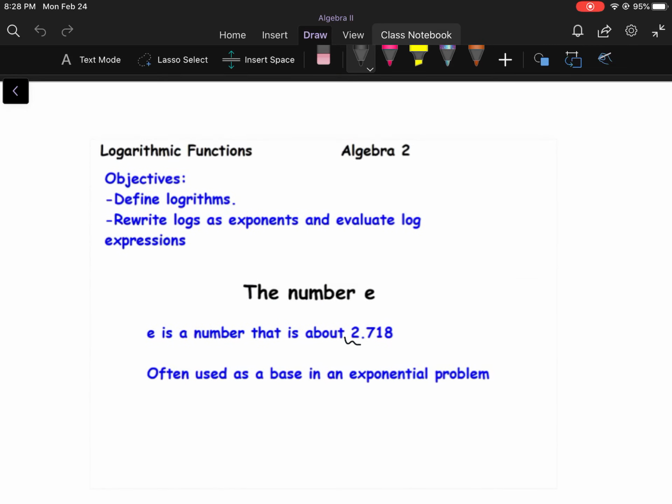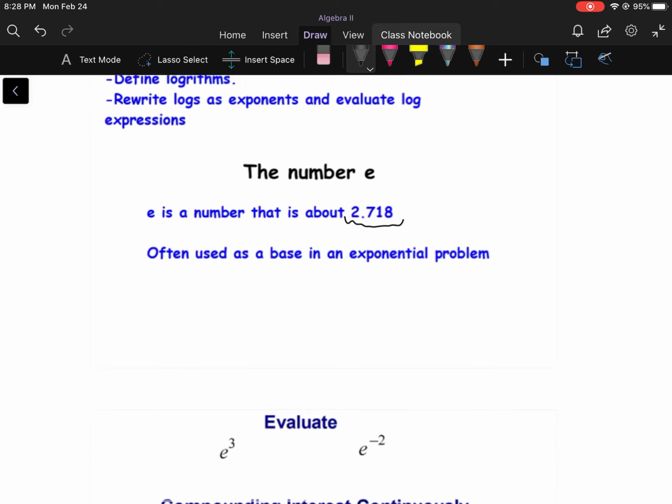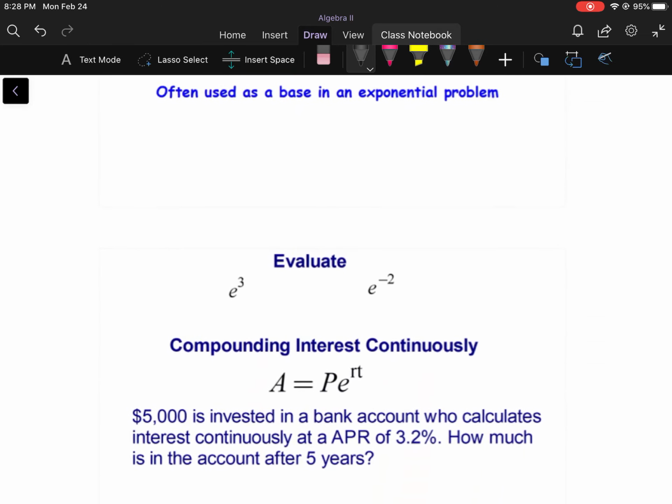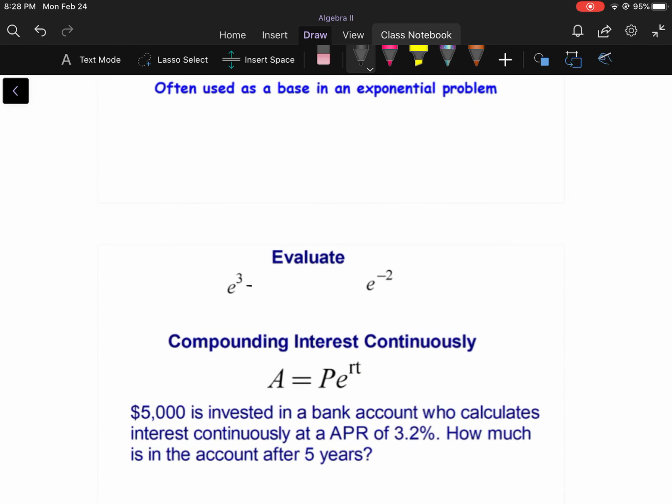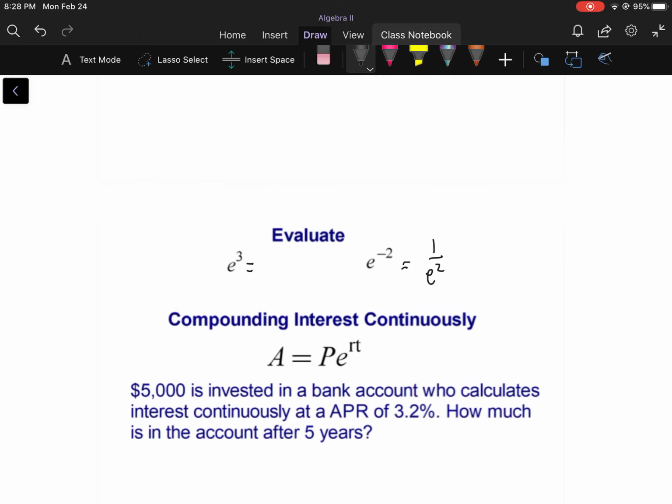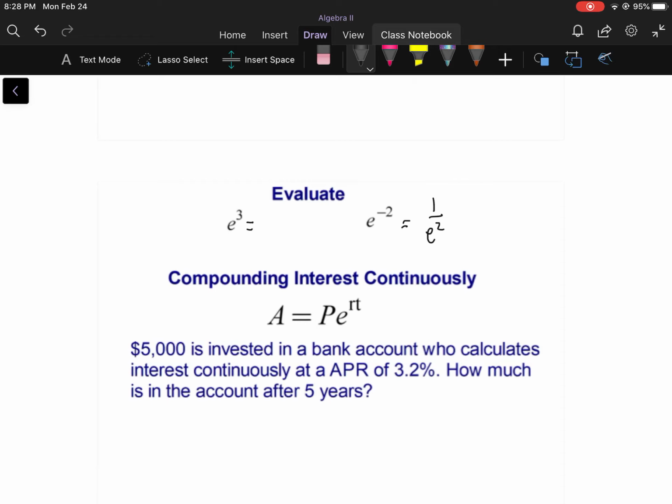It's about 2.718, and it's often used in exponential problems where the growth is continuous. So, for example, e to the third will get you an actual number. E to the negative second will get you an actual number. And you can do that in your calculator. I don't have one with me.